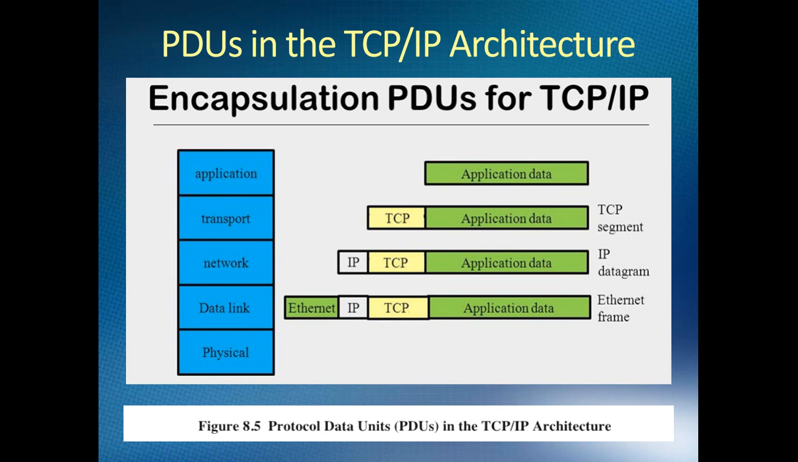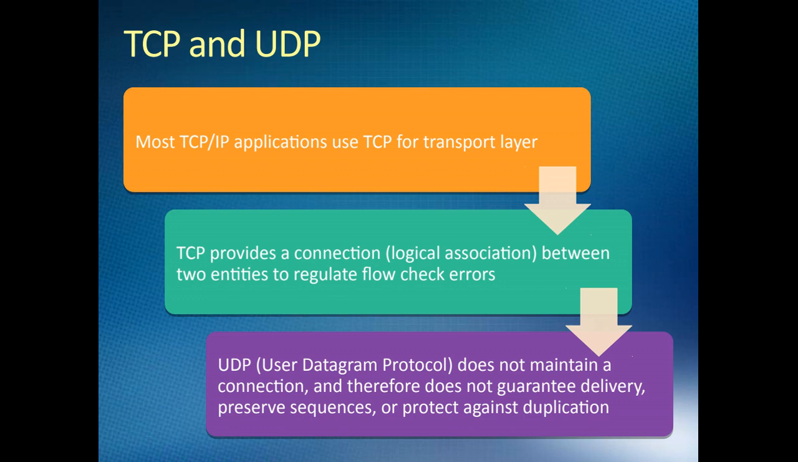See, segment, datagram or packet, frame, and at the physical layer it is bits. The only layer that adds header and trailer, by the way, is the data link layer. The other layers, they add only header.